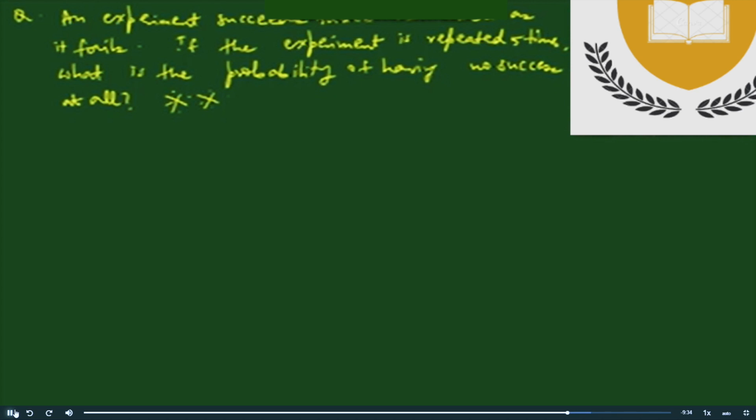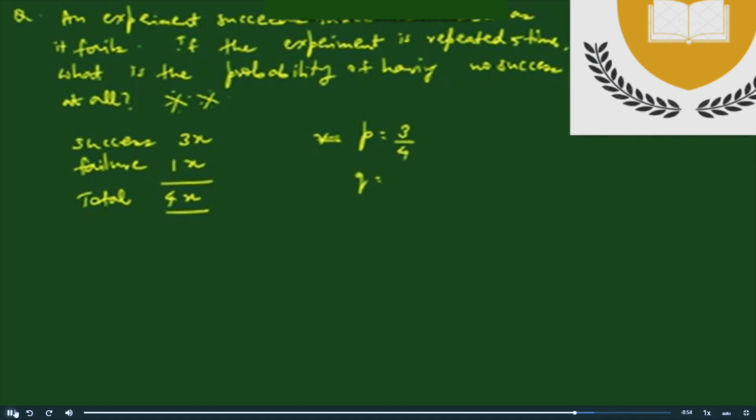So an experiment succeeds thrice as much as it fails. It succeeds thrice as much as it fails means the probability of success is given as 3x and the probability of failure is x. So the total number of times will be 4. So the total times it is done, if it succeeds thrice, it fails once. So 3 is to 1. Therefore P is equal to 3 by 4, thrice as often as it fails. Q is equal to 1 by 4, once it fails. Okay, and R is equal to no success. No success means R is 0 and N is equal to 5, repeated 5 times.